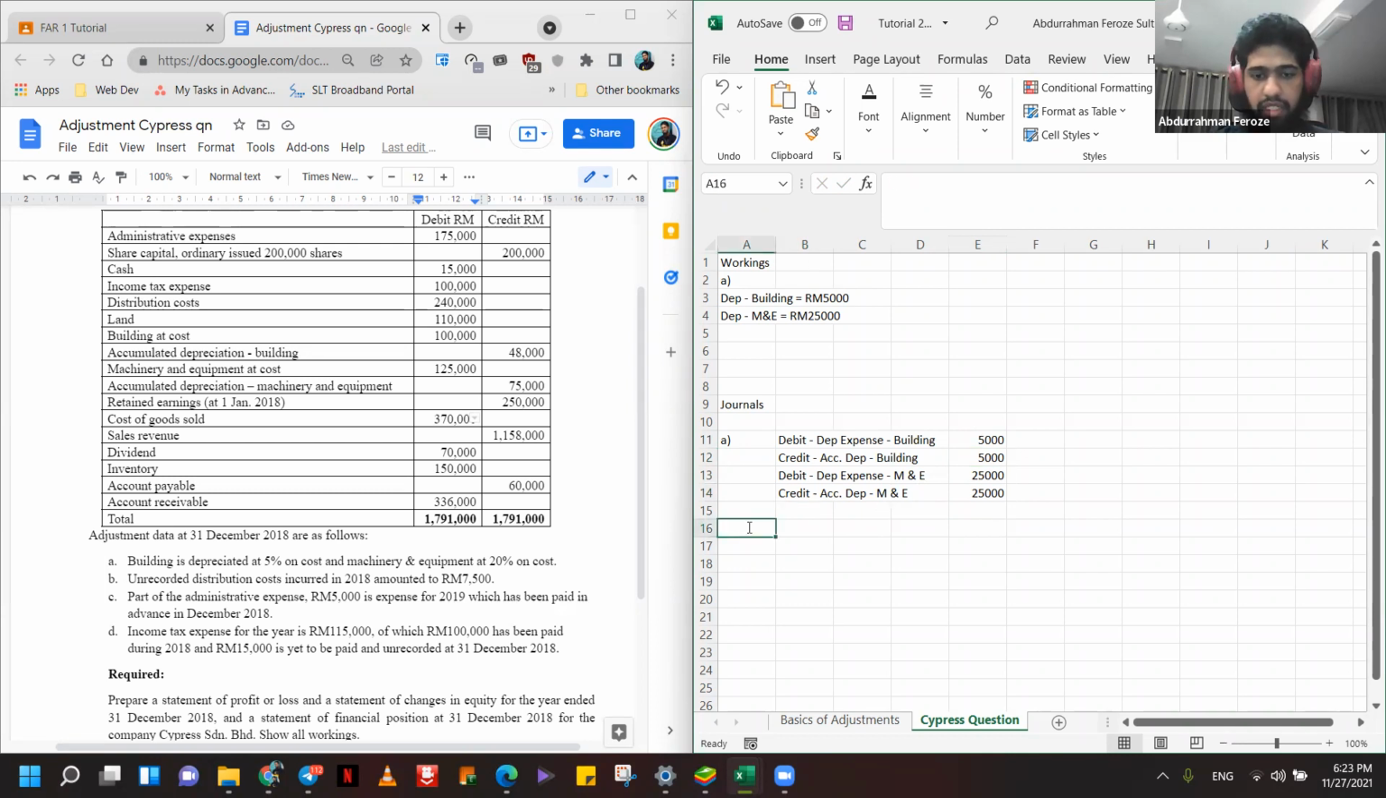For transaction B, what is there? Unrecorded distribution cost occurred in 2018 amounting to 7. Look at the titles that are here. Now here we have distribution cost of 240,000. That already has a cost of 240,000, which has been debited because it's an expense. So what should be debited here and what should be credited?